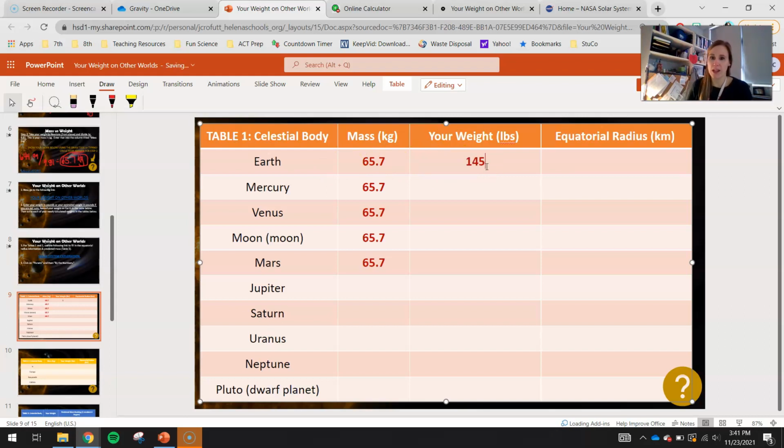On Earth, I weigh 145 pounds. But when I go to Mercury, because Mercury has a different gravitational force, I'm not going to weigh 145 pounds. So think of this. Do you think I'm going to weigh less if I go to Mercury?